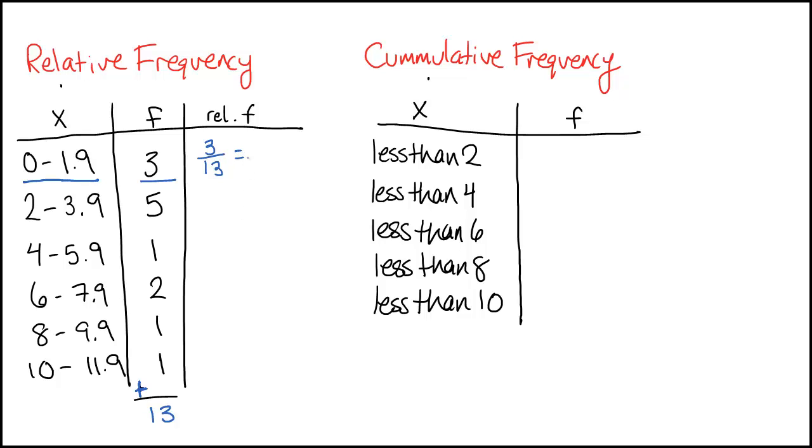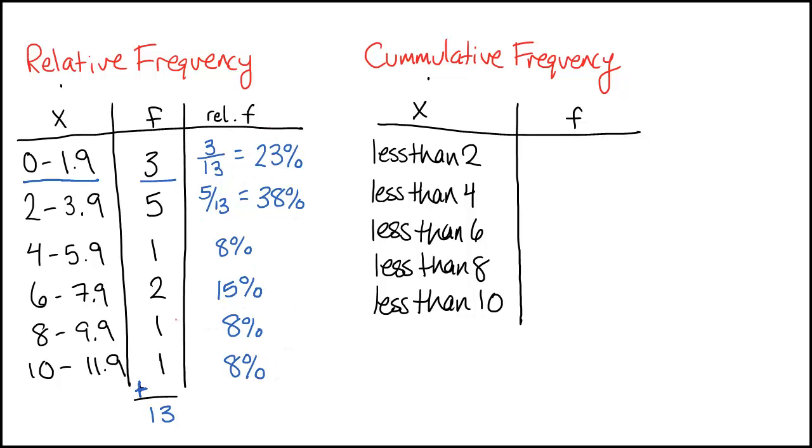And then we're going to convert this into a percentage. So this first one, if I round to the nearest percent, this is 23%. And go through all of these and do the same. So 5 out of 13, this comes out to 38%, and so on. So this gives us the relative frequency of these different categories.